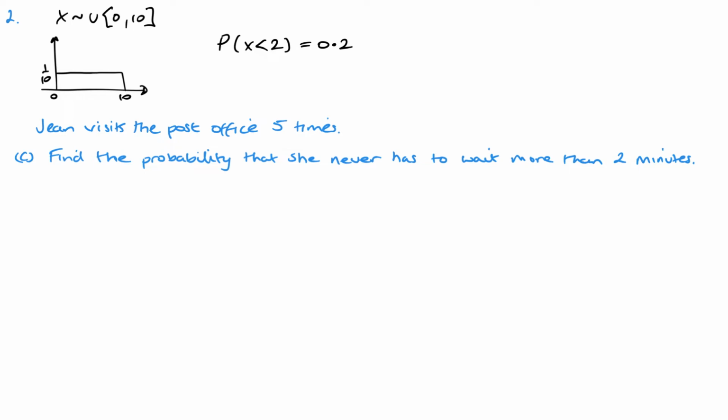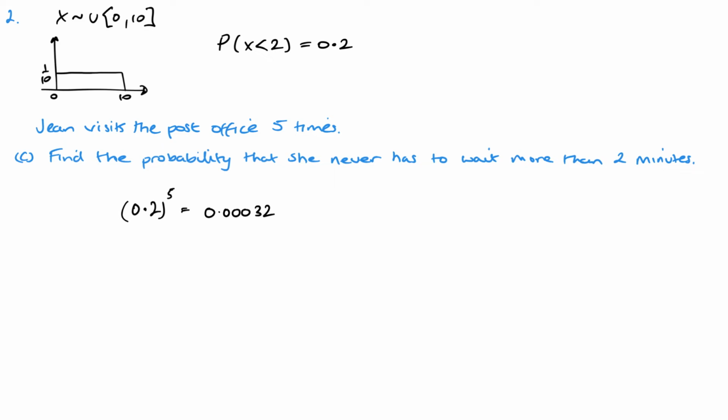Now for part C, we've got a little bit more information. So Jean visits the post office 5 times. Find the probability that she never has to wait more than 2 minutes. So this is a binomial, but because it's never has to wait more than 2 minutes, this is just going to be quite straightforward. It's going to be my 0.2, which is the probability that she doesn't have to wait more than 2 minutes, to the power 5, because it would be that times that times that times that times that, isn't it? And that would give me 0.00032. Nice and easy.